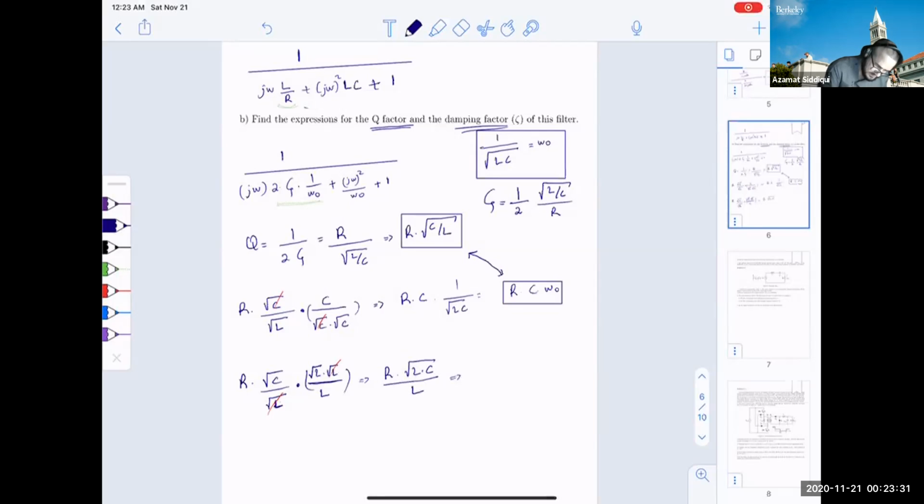What I do know is omega naught is 1 over square root of LC, so I can write this down as R divided by L, and since square root of LC is 1 over omega naught, putting these two together, we're going to have an omega naught right here. That is another expression for this Q. Basically I've shown a few ways of finding the Q factor and one way of finding psi.